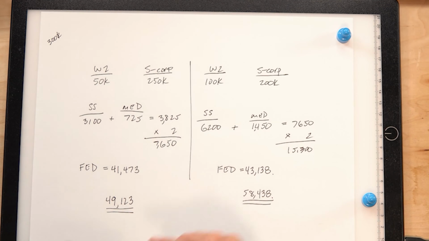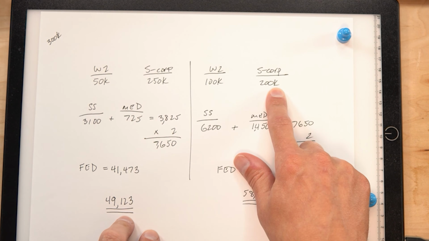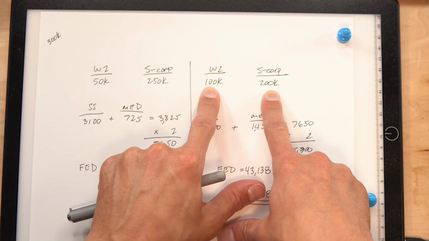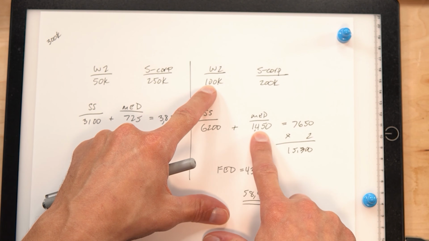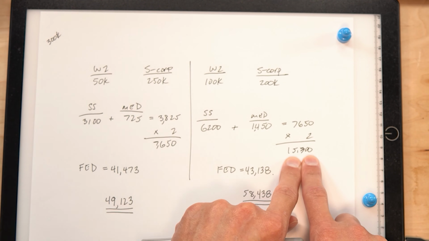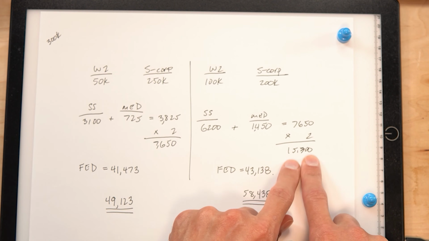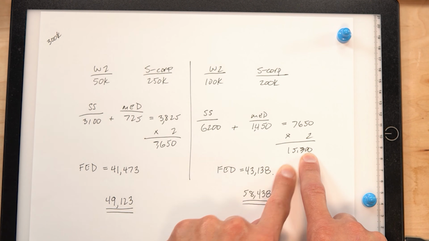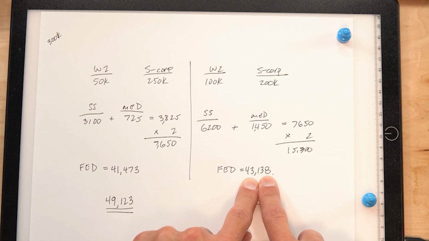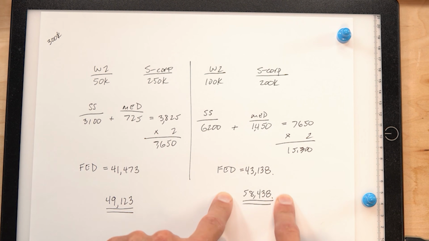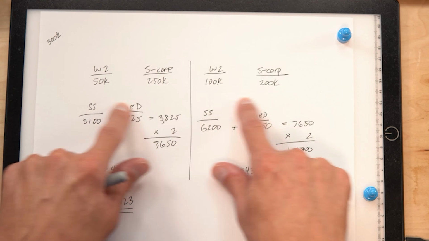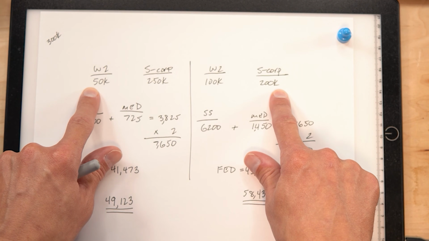If we take a look at this, we have $100,000 and now $200,000, so still $300,000 in total income. But this is obviously going to boost our Social Security and Medicare taxes to $15,300. It's a little easier to do that math based on $100,000, which is 15.3%. If we calculate out our federal taxes, that's $43,138, and if we add those two up, it's $58,438. That's significantly more than our first example, but our income was still $300,000 in both examples.